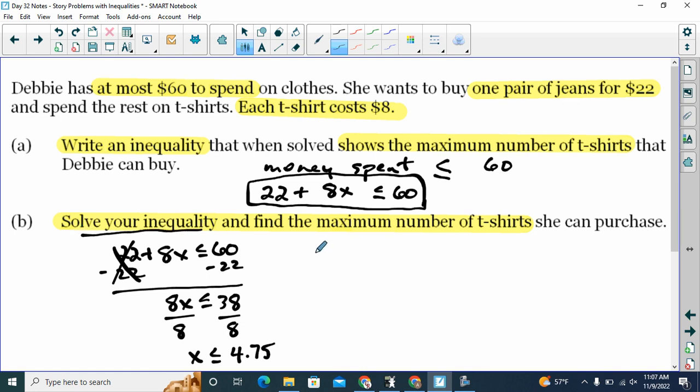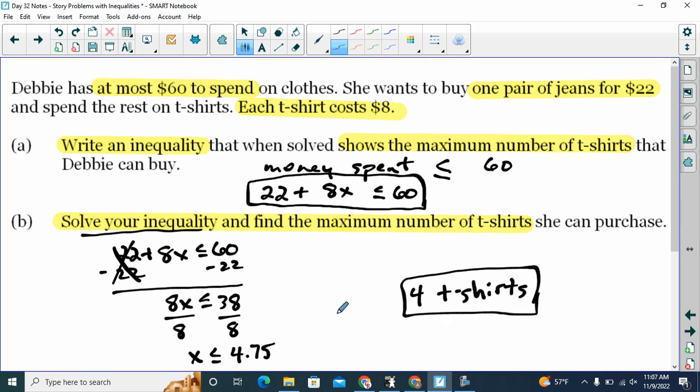We did that. And then it also asks us to find the maximum number of t-shirts that she can purchase. Well, she can't buy 4.75 t-shirts. She can only buy a whole number of t-shirts. So she could buy 4 or she could buy 5. Notice it says X is less than or equal to 4.75. So 5 is not less than or equal to 4.75. The most number of t-shirts she can buy is 4. If she bought 5 t-shirts, she would have purchased too many. She would have spent more than $60.